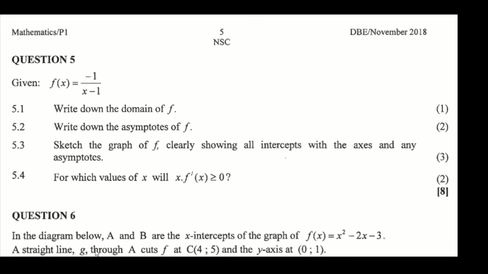Okay, so now we're going to do question 5, where we are given the function f of x equals minus 1 over x minus 1. 5.1 says that we must write down the domain of f. When you talk of the domain, we're basically talking of the x values, so we are interpreting the movement of x values.